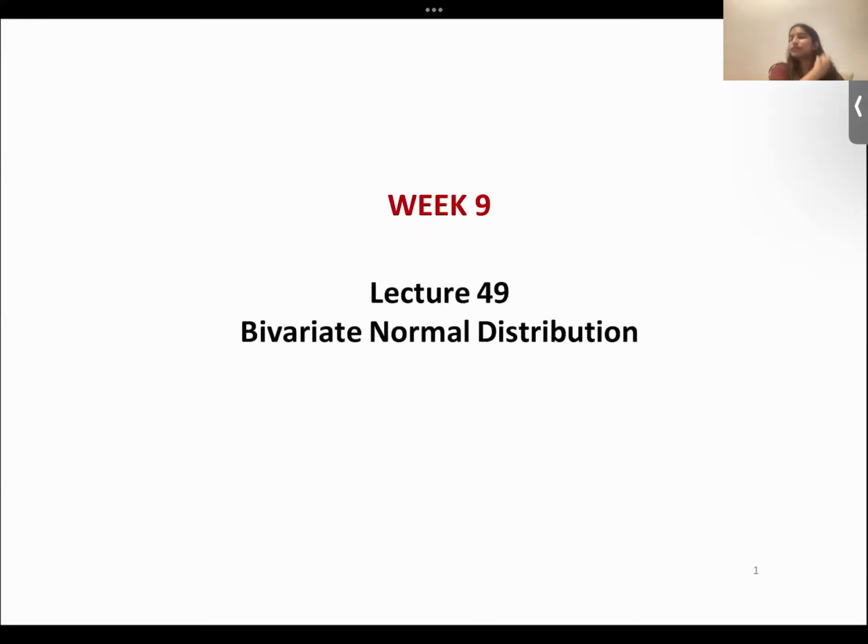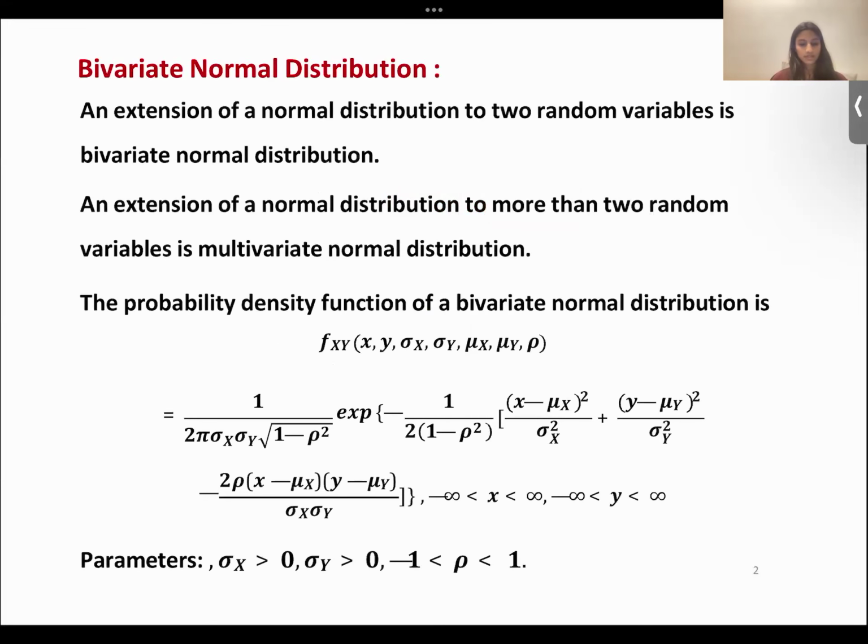So in the previous week's lectures, we saw the distributions that continuous and discrete random variables would follow. One of the distributions we covered was the normal distribution. It follows a distribution given by a formula: f of x, the PDF, is given by e to the power minus (x minus mu) the whole square by sigma square. So this was the formula for the univariate normal distribution.